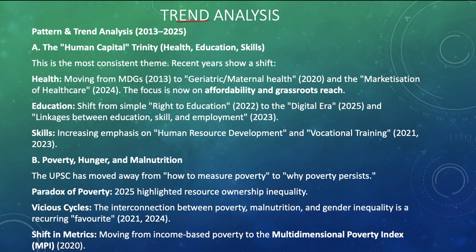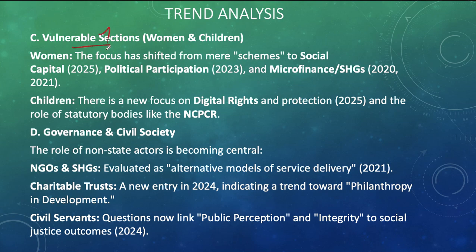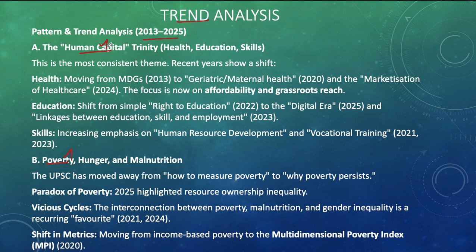So what is the trend analysis from 2013 to 2025? Human capital, as I said, is one topic. Poverty is another topic. And the third topic is vulnerable sections. So accordingly, we need to segmentize our syllabus, students. And what is the trend within that? What are the subtopics we need to give priority? In human capital, we need to read education, health, and skills.